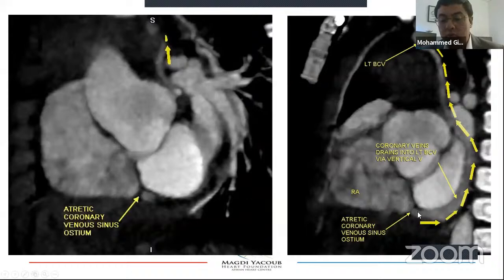Also on this sagittal oblique image, as you see, this is the vertebral column. This is the aorta. This chamber is the left atrium. In this case, if you get closer to the image, you will see a thin membrane like this, and no connection between the coronary venous sinus and right atrium. Also in this case, atretic coronary venous sinus ostium, and the main drainage of the coronary veins is through this vertical vein. Another case.